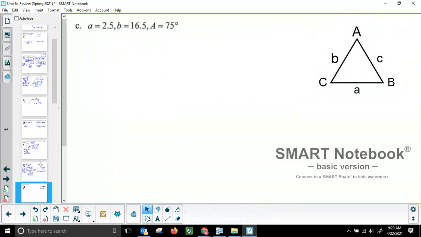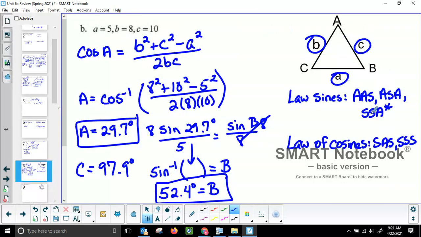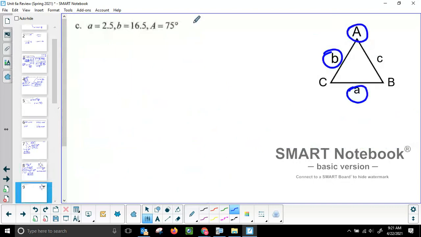Okay, so now we want to do the same kind of concept here. I have side A, I have side B, and I have angle A. Well, this is either ASS or SSA. SSA, we have to be careful. That's our ambiguous case, right? So let's go ahead and find our H.